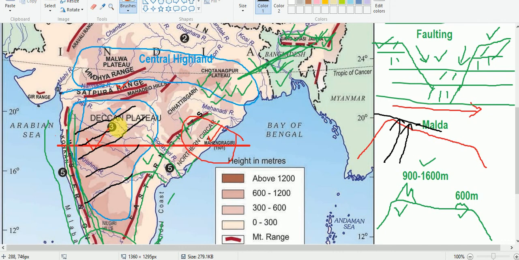So through these cracks, lava was oozing out and spreading over the whole area, covering the whole Peninsular Plateau with lava flows. And after this lava flow cooled down, the black soils were developed. But now, due to erosion, in some areas you may not find black soils, but most of the Deccan Plateau is covered with a thick layer of black soils, and this area is known as Deccan Trap.